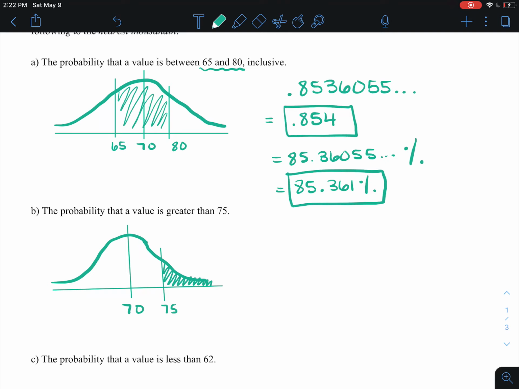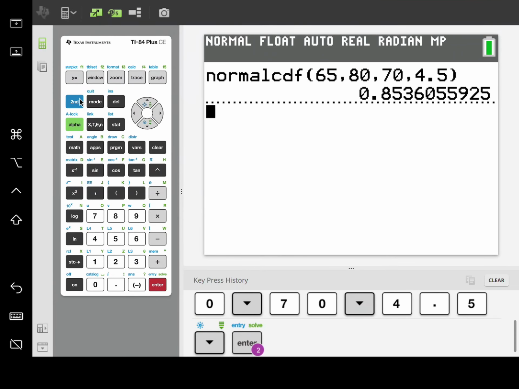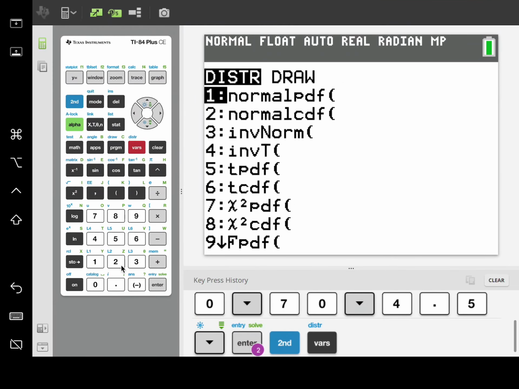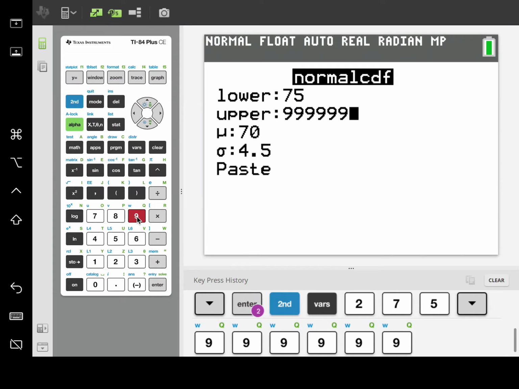So let's go back to our calculator. Okay, we're going to go back to second vars, choice 2. So our lower is our 75. That's the number to the left of our shaded in region. But to the right side of this, we don't have an upper, right? So you're just imagining that it's going on infinitely to infinity. But again, we don't have a symbol for that in the calculator, so I'm just going to type a really big number into my upper side.